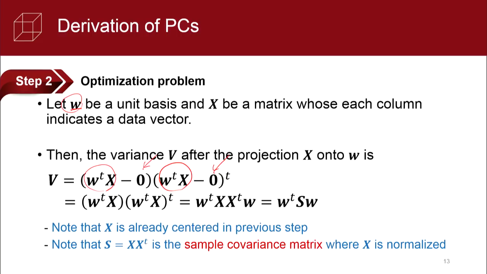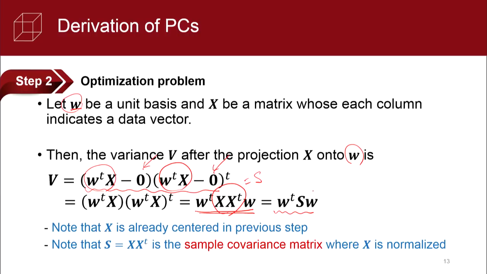And the variance V after the projection of x onto w is expressed in this way. If you do some calculations, it is straightforward to arrive at this: w transpose x, x transpose w. And I can write this part as S, which is nothing but the sample covariance matrix when x is normalized. So the variance V after projecting x onto w is expressed as w transpose S w.